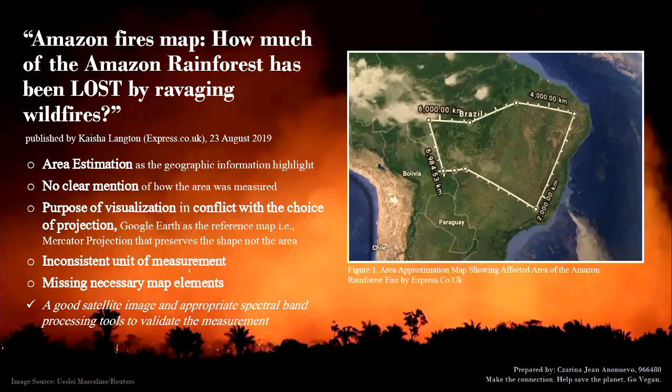Also, necessary map elements are missing on the map that could have improved the communication of the map to the viewer. And the last point is this could have been validated if we choose a good satellite image and apply spectral band processing. So that's all. Thank you.